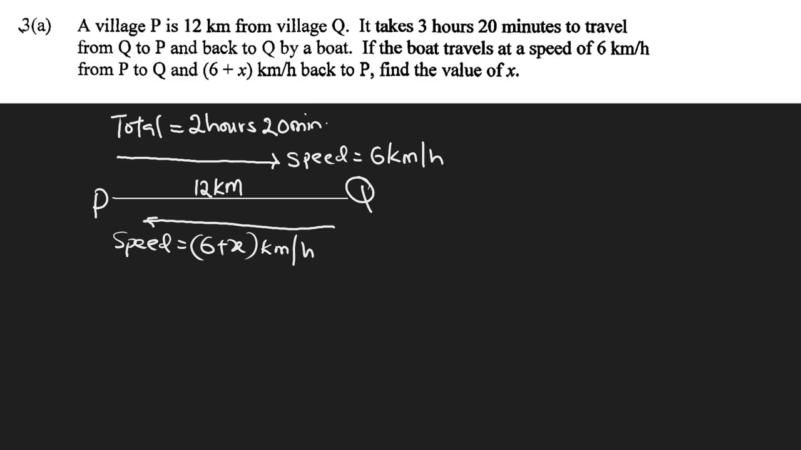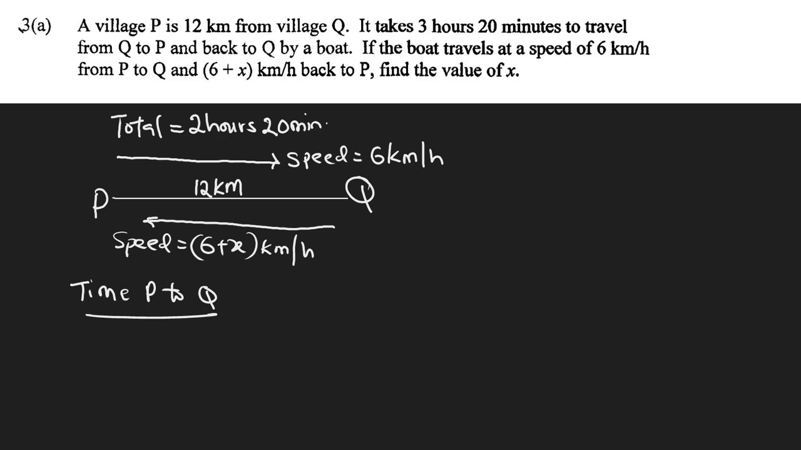You first calculate the time since you have the distance, right? Which is 12 kilometers, and we have the speed that it travels from P to Q, 6 kilometers per hour. Then that means you can calculate the time. And if we calculate the time, we'll subtract it from the total time. Then we'll be left with the time it took the boat to travel from Q back to P. So we're going to say time from P to Q, right? Time from P to Q.